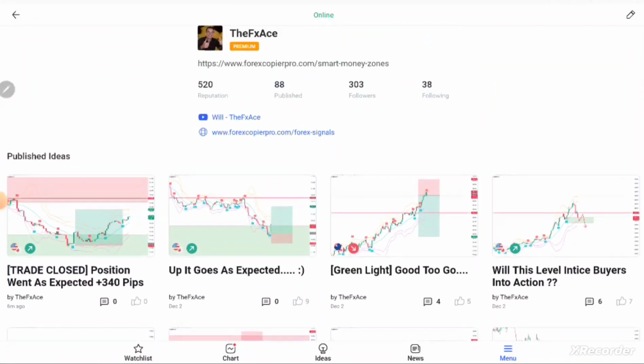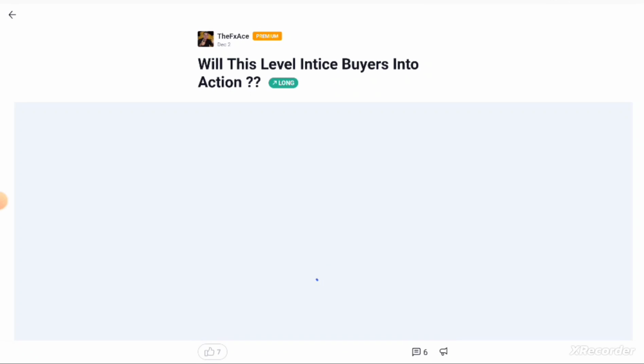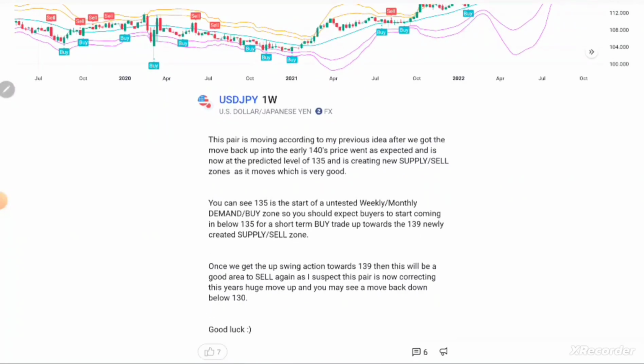Okay, so the first one I'm going to show you is the most recent one, and that's just closed today, which I posted literally 6 minutes ago. It was in USD JPY. The post was, will this level entice buyers into action? You can see here, if you just read through this post, I was looking for a buy signal of my custom indicator, the trend reversal king, under 135.